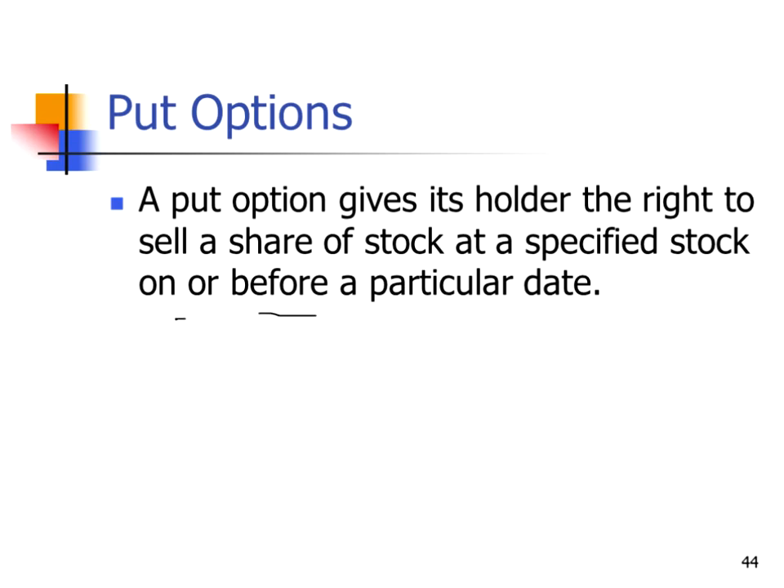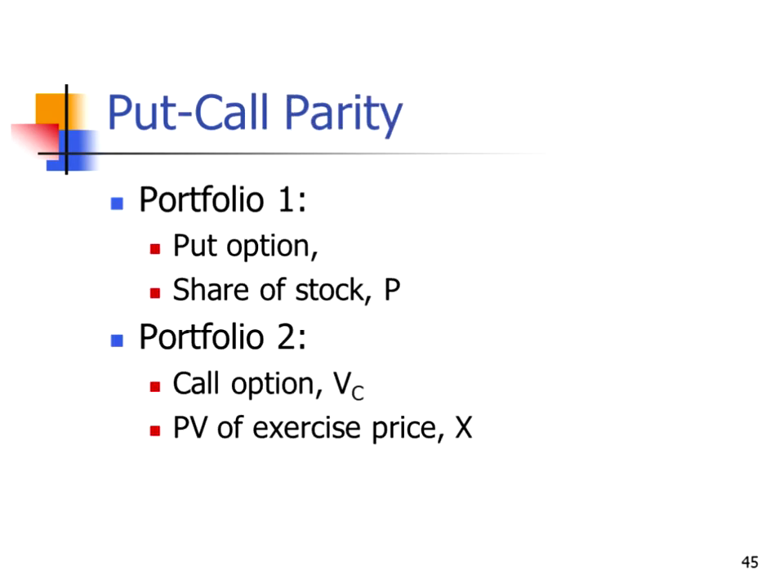Put option. A put option gives its holder the right to sell a share of stock at a specified price on or before a particular date. So if you are worried about your portfolio and you think that as time passes the value of the stocks in your portfolio is likely to go down because economic conditions may not be conducive, you may want to engage in a put option, which gives you the right to sell if the stock prices go down.